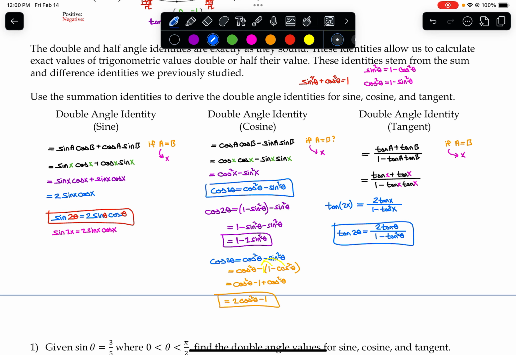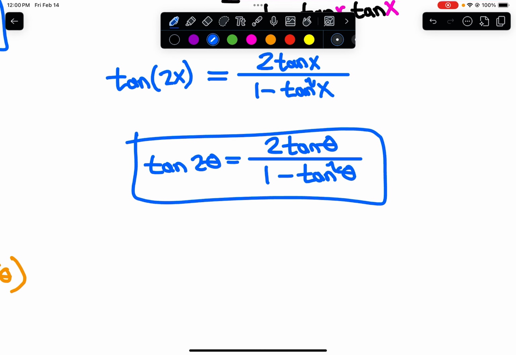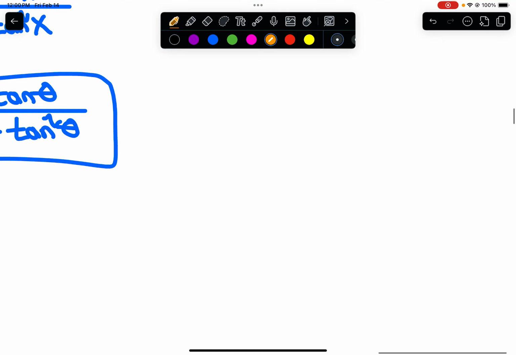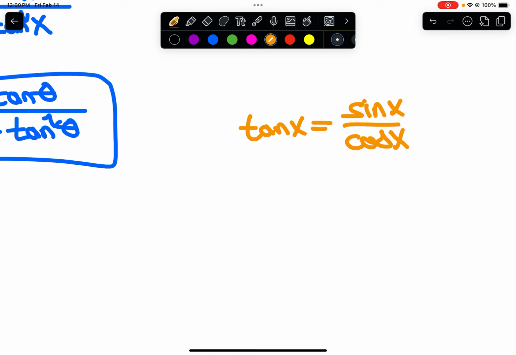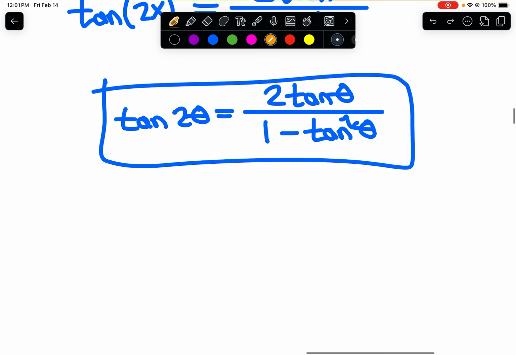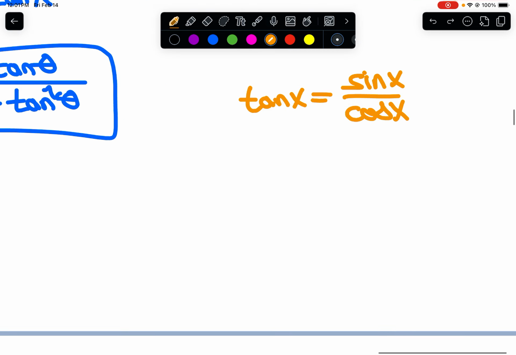Now, another thing I want to build on, especially for tangent, so I'm going to sidetrack for a second. From the unit circle, when we first learned that, hopefully you remember that tangent x is the same as sine x over cosine x. So I'm going to use this same logic over here for my double angle identity for tangent of 2x.